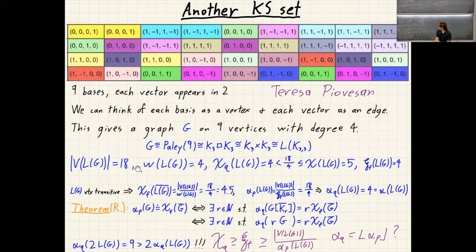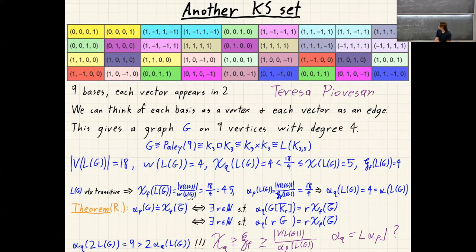The independence number is 4 because that's the size of the maximum matching here. Okay, the fractional chromatic number of the complement is written here, and this is because it's vertex transitive, so it's actually just the number of vertices over the clique number. The clique number is also 4 because the graph that we took the line graph of has degree 4, so the clique number of the line graph is 4.